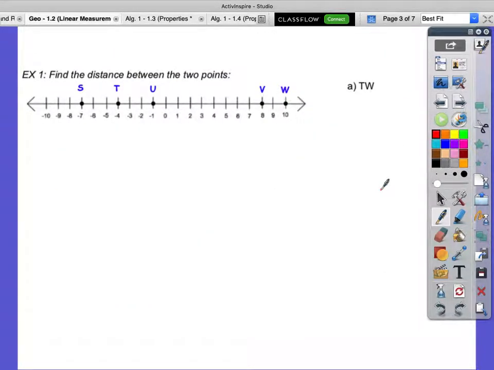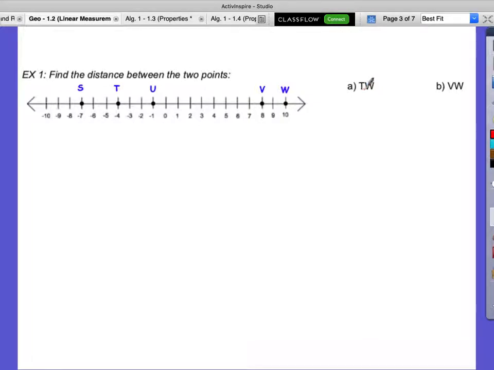Find the distance between the 2 points. Find the distance between point T and point W. If T is at negative 4 and W is at 10. Okay? How do we go about that? Well, we do the same thing we did with the measuring segment length. Absolute value of x2 minus x1.